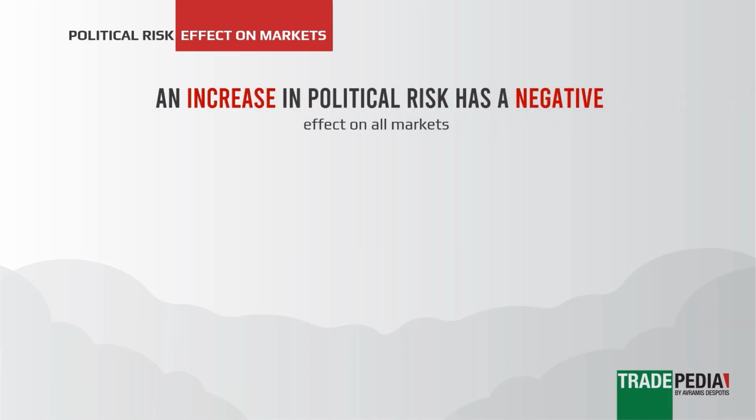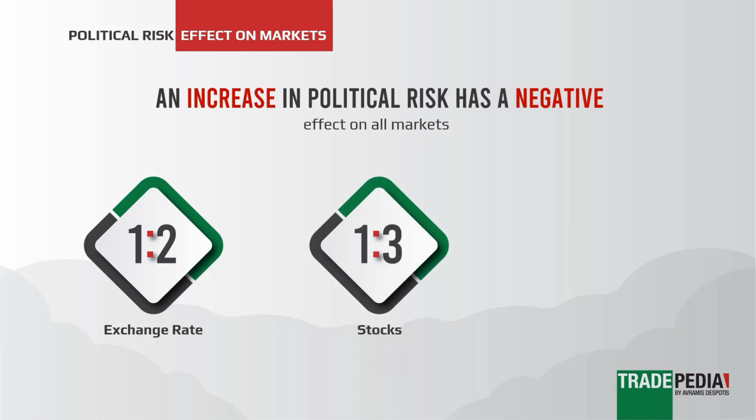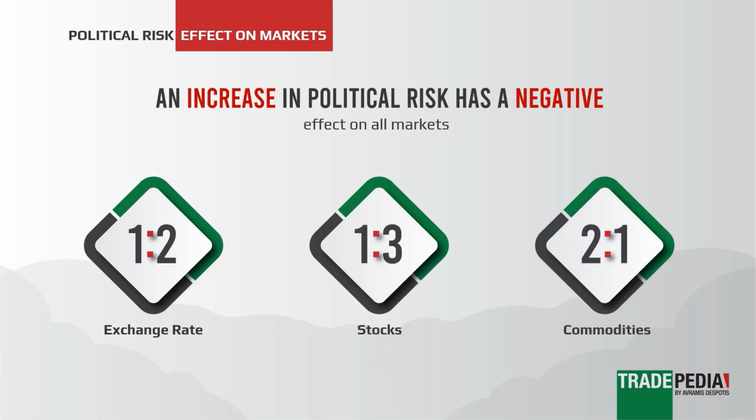An increase in political risk has a negative effect on all markets. Declining confidence and increased uncertainty lead to a drop in the value of a currency. When it comes to stocks, this will also affect businesses negatively as stock prices decrease. The majority of the commodities take the same turn and drop in value as political risks rise, with the exception of gold, which serves as a safe haven in times of uncertainty.